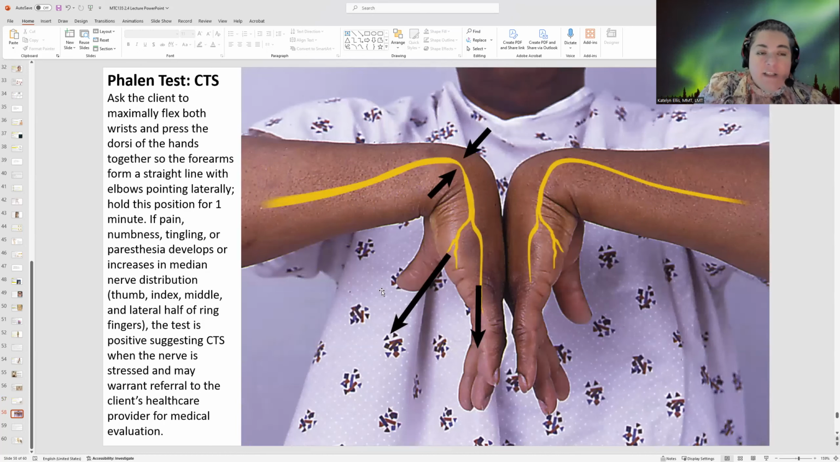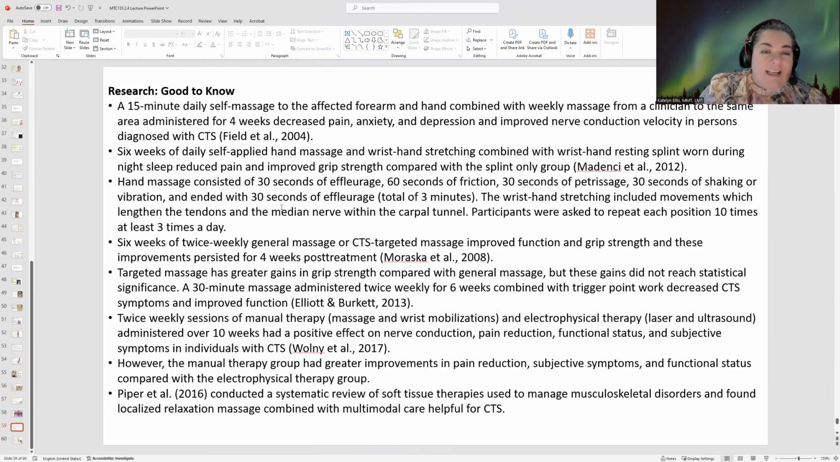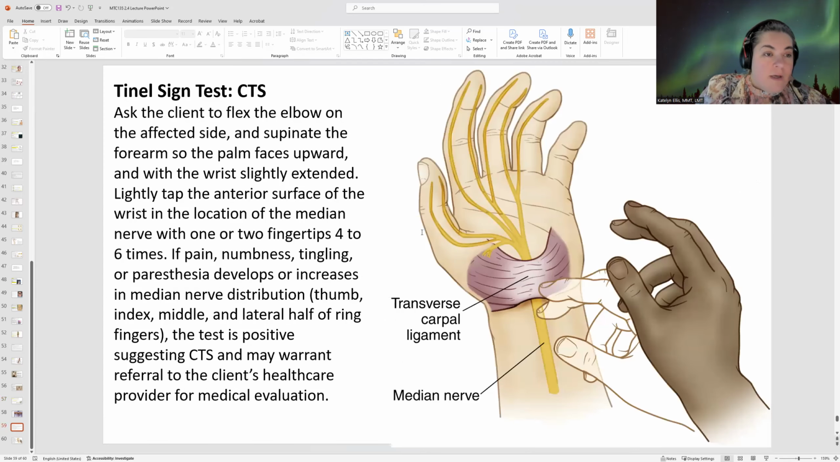Here's a great test to check your client for carpal tunnel syndrome, and some research on carpal tunnel syndrome. This is one of those big potential money makers, especially if you're interested in medical massage or partnering with a chiropractor or with an orthopedic surgeon of some type. This and sciatica are your two big boys for nerve impingement, and massage therapy is a therapy that can help with those.